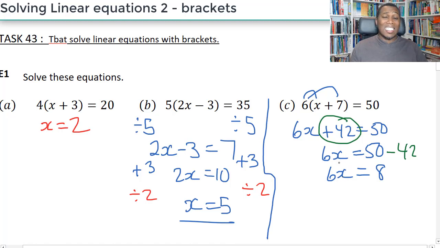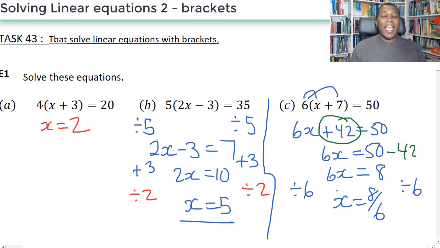6x equals 8. Yeah, that's what it is. 6x is equal to 8. So I will divide both sides by 6. And I end up with x is equal to 8 on 6.